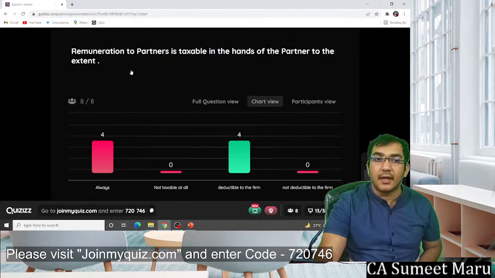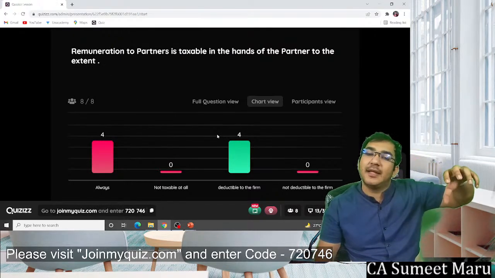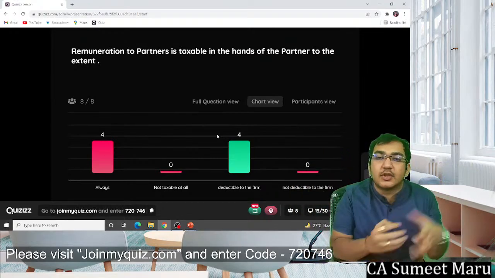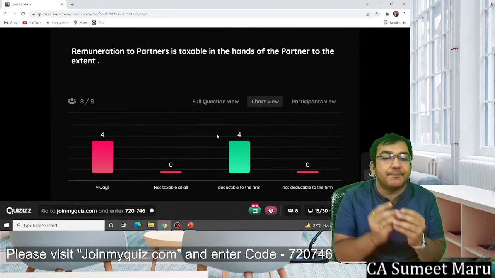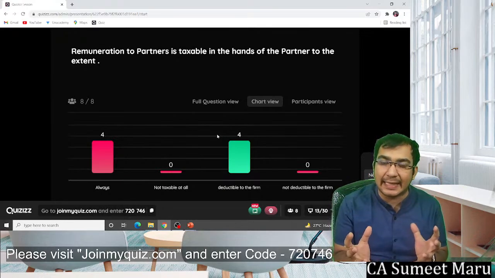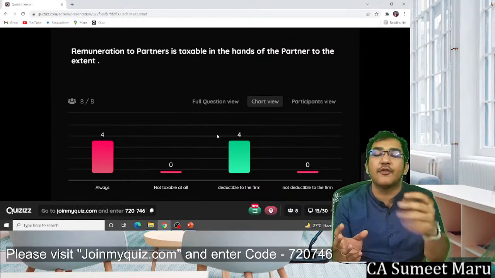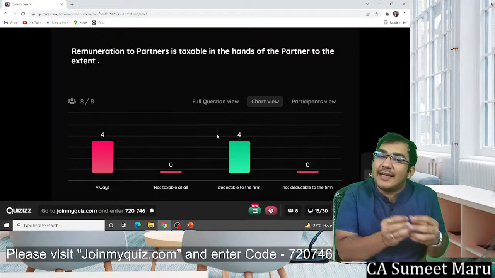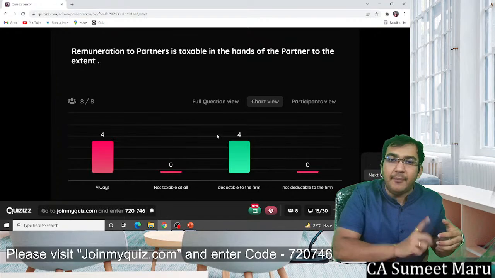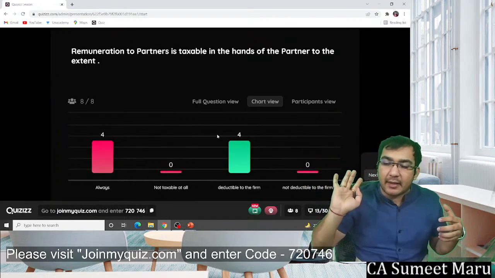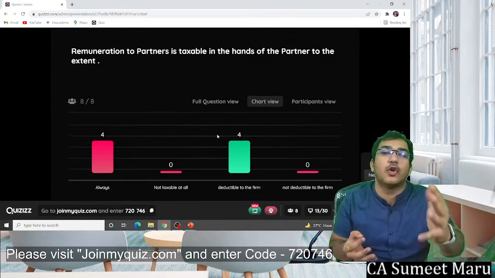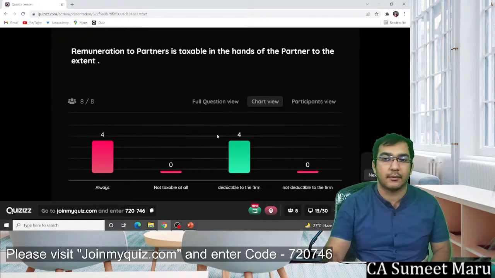Which is partner to the extent deductible to the firm. जितना फर्म को डिडक्शन मिला है उतना पार्टनर के हाथ में टैक्सेबल होगा. The balance is going to be taxable in the hands of firm itself. See, if the total remuneration is 10 lakhs, 40A says allows you to pay 7 lakhs. Okay, just like an example. So 7 lakhs will be allowed deduction for firm and it will be taxable in the hands of partner. The balance 3 lakhs as it wasn't allowed to deduction as a firm, it is not going to be taxable in the hands of partner.